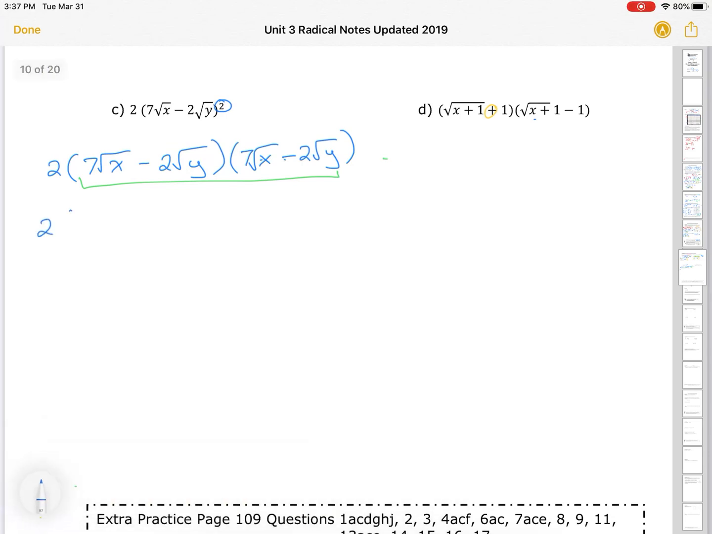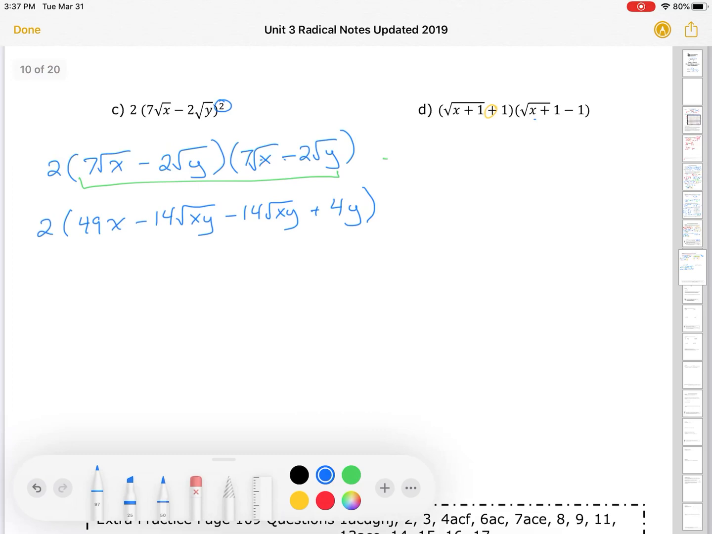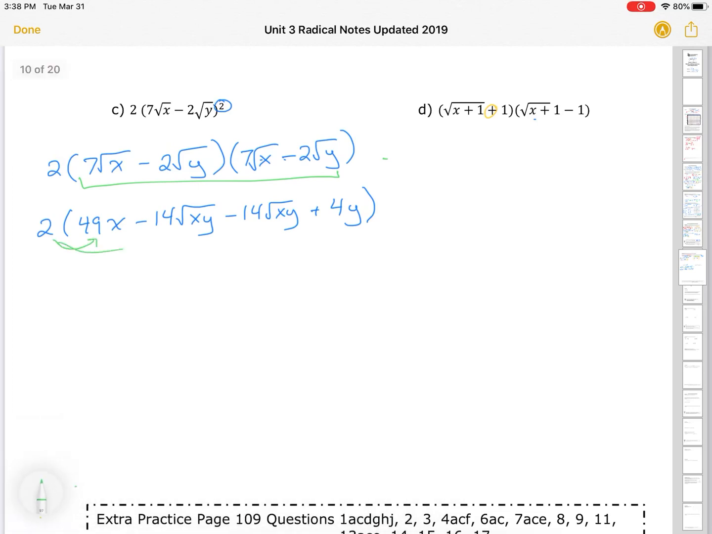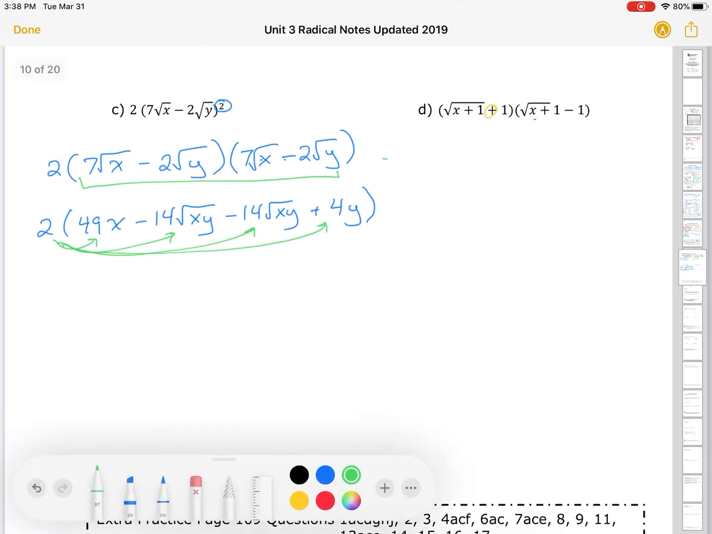And we're back. All right, so first thing we're going to do is we're going to FOIL this. So foiling through this first is going to give me 49 times x. Outer is going to give me minus 14 root xy. Inner is going to give me minus 14 root xy. And the last is going to give me plus 4y. Now I have to do my distribution. So I'm going to multiply everything by the 2.